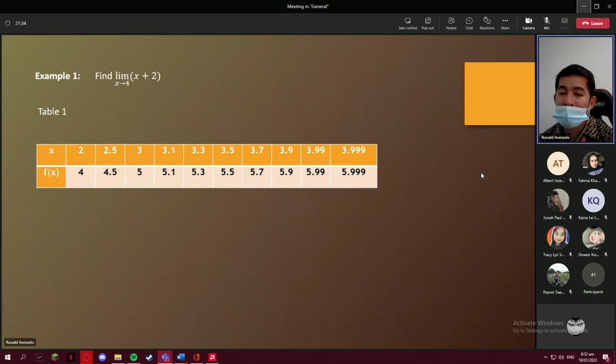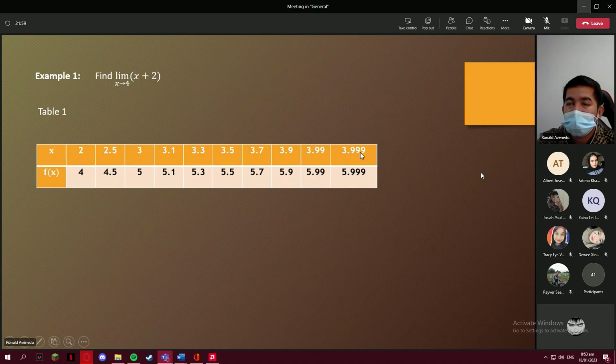At if kung marami kang time, gawin mo siyang 3.9999 hanggang sa ma-stress ka. But it is understood that 3.999, it is only approaching to 4. Itong nasa taas, the value of x approaches 4. And this is from left of 4. So here, if x is equal to 2, just substitute x by 2. So you have 2 plus 2 is equal to 4.